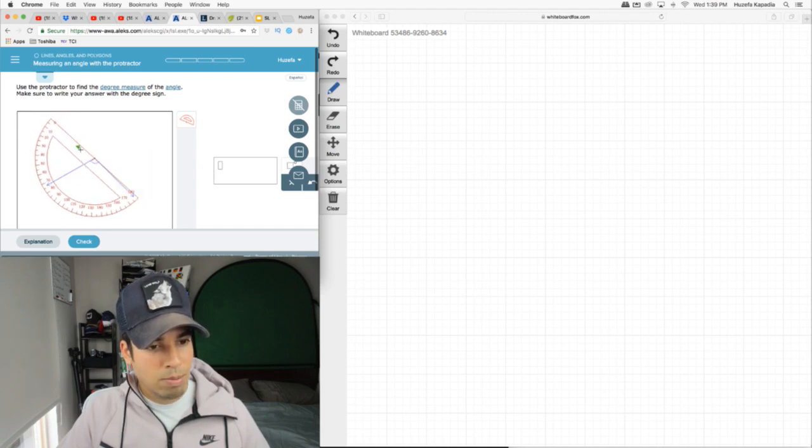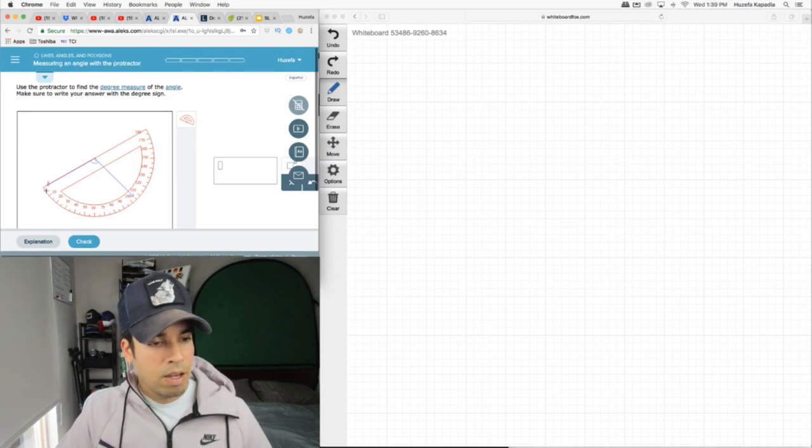If we did it here lined up with the 180, we'd have to subtract 180 and that value. But this makes it a lot easier. Okay, so now we've got it laid down nicely. And all we got to do is see, where's the second line, where does it point to?